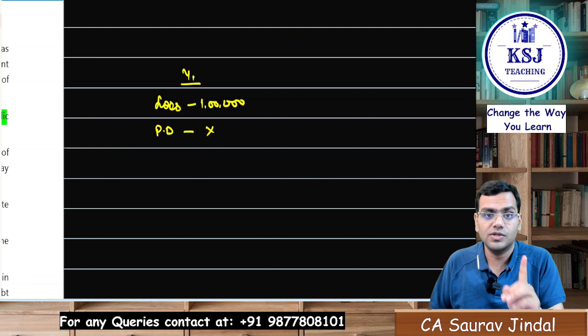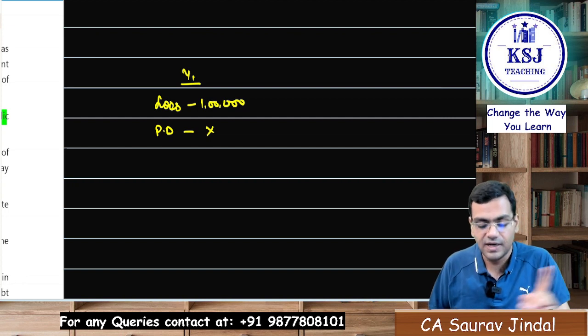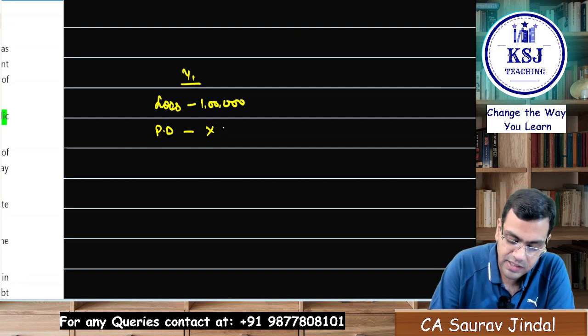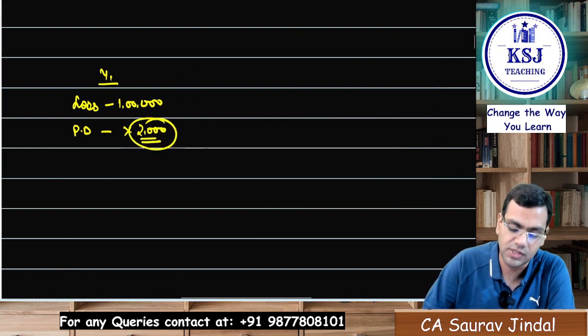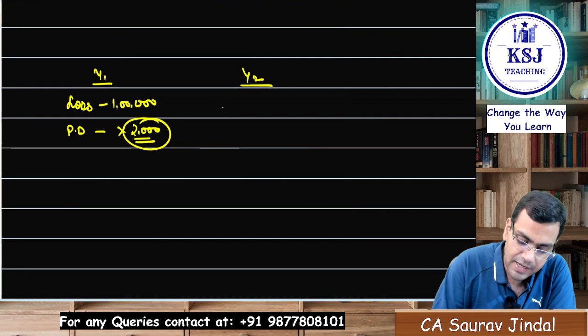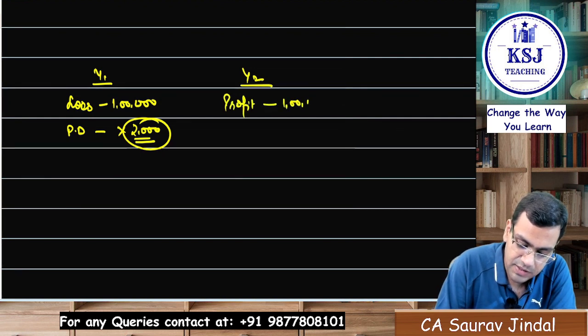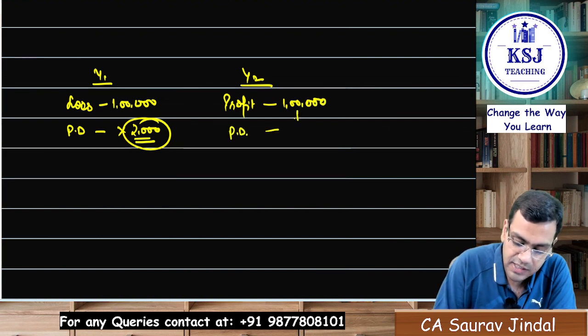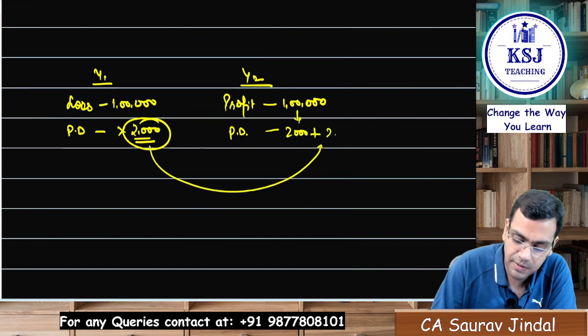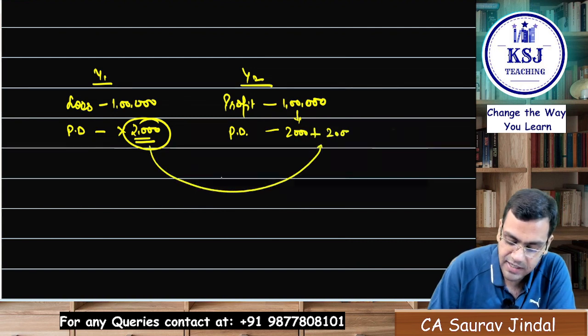If you have a loss, then you cannot pay preference dividend. Let's say the dividend here is 2000 rupees, but now you cannot pay because you are into losses. In the year 2, let's say you have a profit of 1 lakh rupees. Here, what is the preference dividend that you will pay? For this particular year, you will pay 2000 plus this 2000 also you will pay here. So this is cumulative.